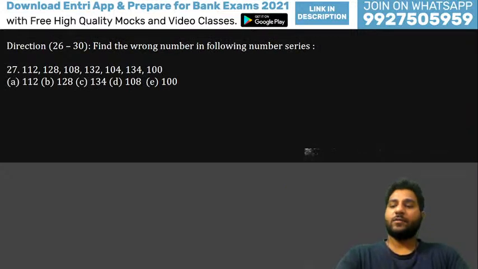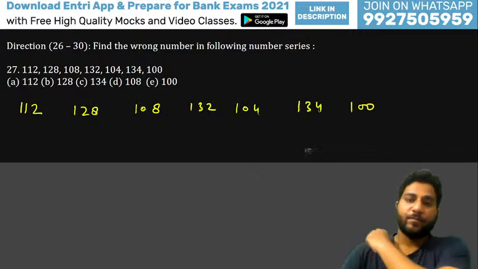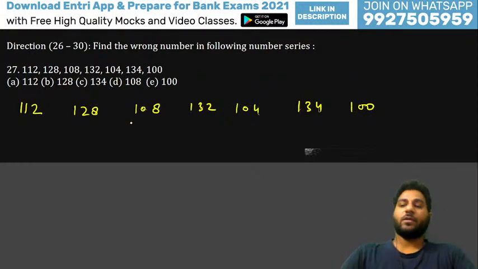Now let's solve this one. The previous one was a bit difficult. 112, 128, 108, 132, 104, 134, 100. Okay. Now tell me how you are going to solve this one.